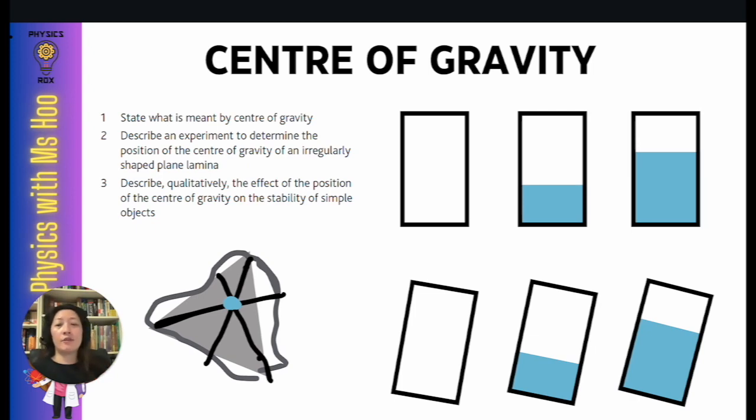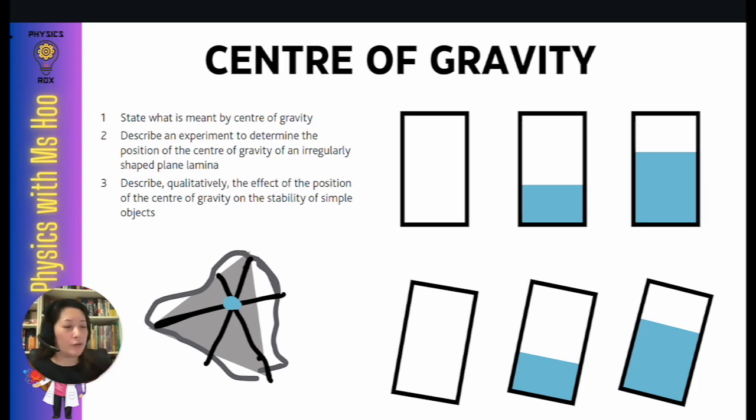Next, you also need to be able to describe qualitatively the effect of the position of the center of gravity on the stability of simple objects. So remember that the center of mass depends on the area where the mass is focused at. I also have a video which does show a simple activity and detailed explanation about the center of gravity. Do watch that video. For now, I'm just going to do a very quick overview.